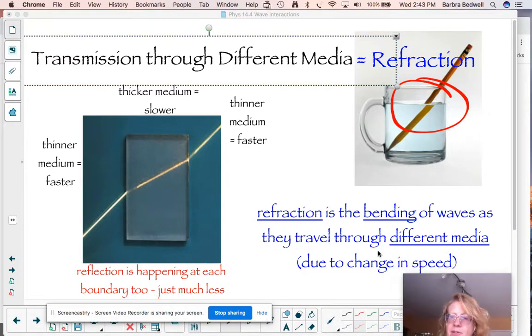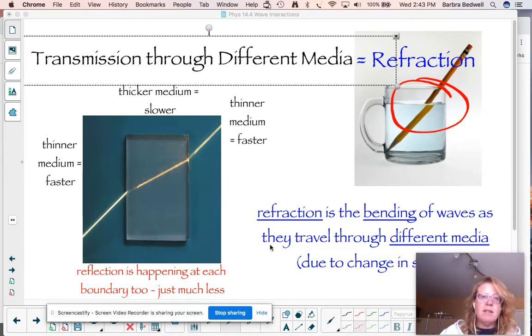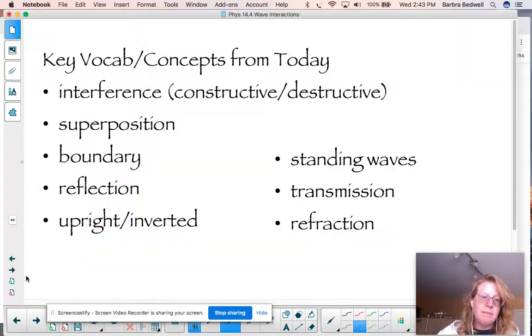And we see refraction in all kinds of waves. And again, that changing speed sometimes changes the direction of the wave. Sometimes it changes the amplitude of the wave. Sometimes it changes the frequency of the wave. It depends on the kind of wave. We'll get more into that later.